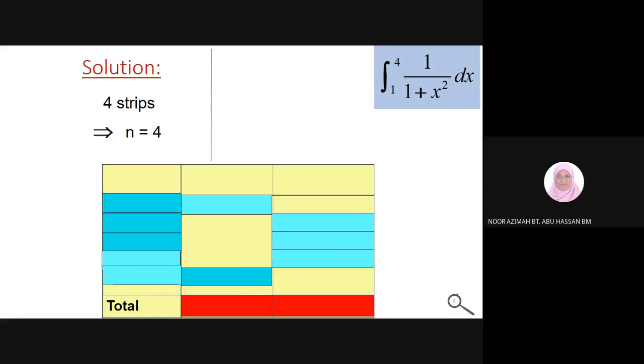Okay, so it's better for you to draw such a table like this. So how to draw this table? We have 4 strips that indicate n is 4. And then now find your h. So h is equal to b minus a over n.